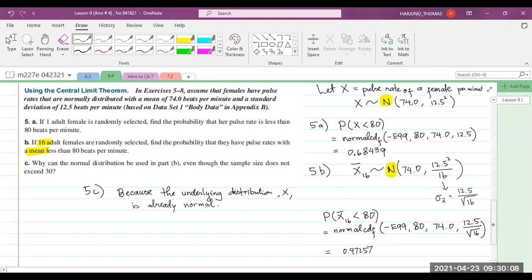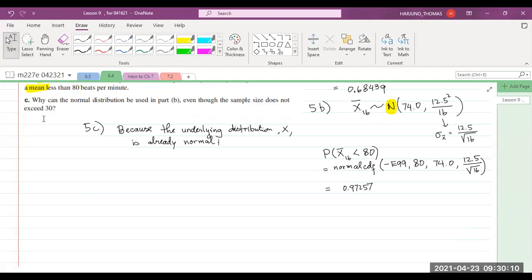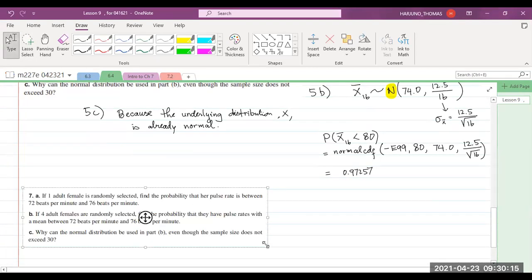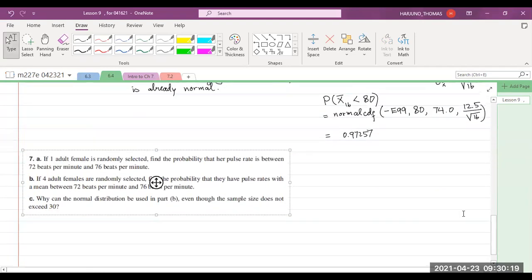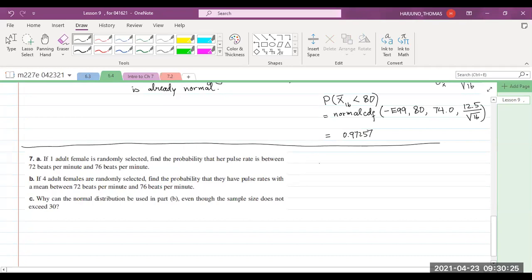Now, using the same question, let me ask you to do the following problem. Number 7. With the same information, let me copy that down here. That is, X is normally distributed with mean 74.0 and variance 12.5 squared. So I would like you to do part A and part B.